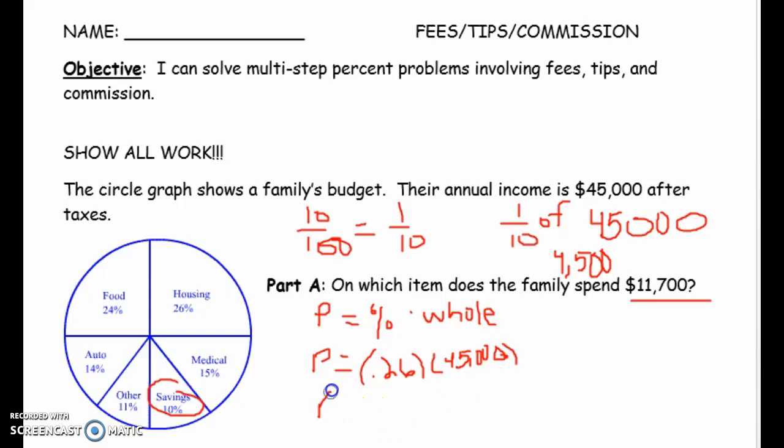Okay, take your calculator and multiply those. I'm going to do the same thing. So 0.26 times 45,000 equals exactly 11,700. Awesome. Okay, hopefully you can read my writing. That's 11,700. Okay, so it says, on which item does the family spend 11,700? It's the one that we spent 26% on, so it's housing. Please write it down.